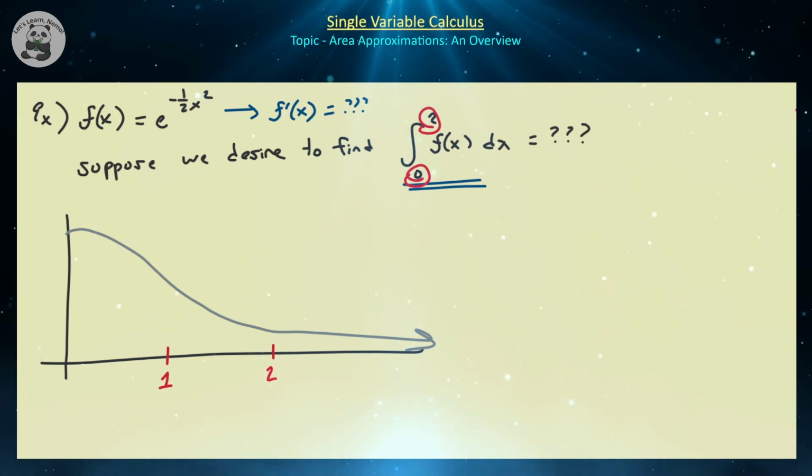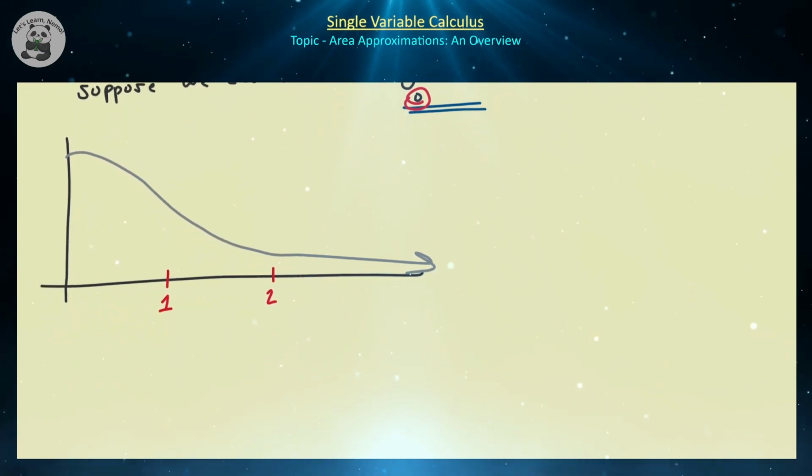It should be easily seen that left-hand rectangles will be an over approximation here, and 2 rectangles probably will be a little bit errorful, whatever that means. So I probably want a little bit more than 2 rectangles. Let's go with 4. So this is going to be equal to 0.5, and this is going to be 1.5, and then I'm going to have 4 rectangles.